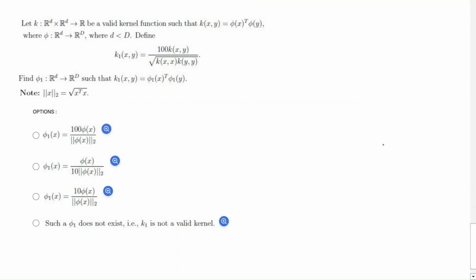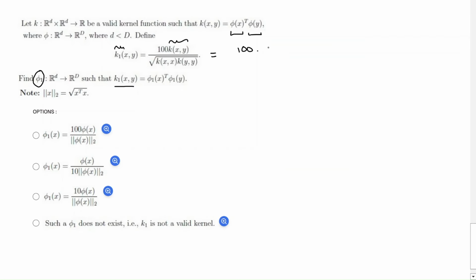Alright, so here the question is, let K be a valid kernel such that Kxy is equal to phi x transpose phi y, and phi is a map from Rd to R capital T. And they have given some function K1 which relates with Kxy. The question is to find phi 1 such that K1xy is nothing but phi 1x transpose phi 1y. Right? This is pretty straightforward. We just have to write this as 100 times Kxy.